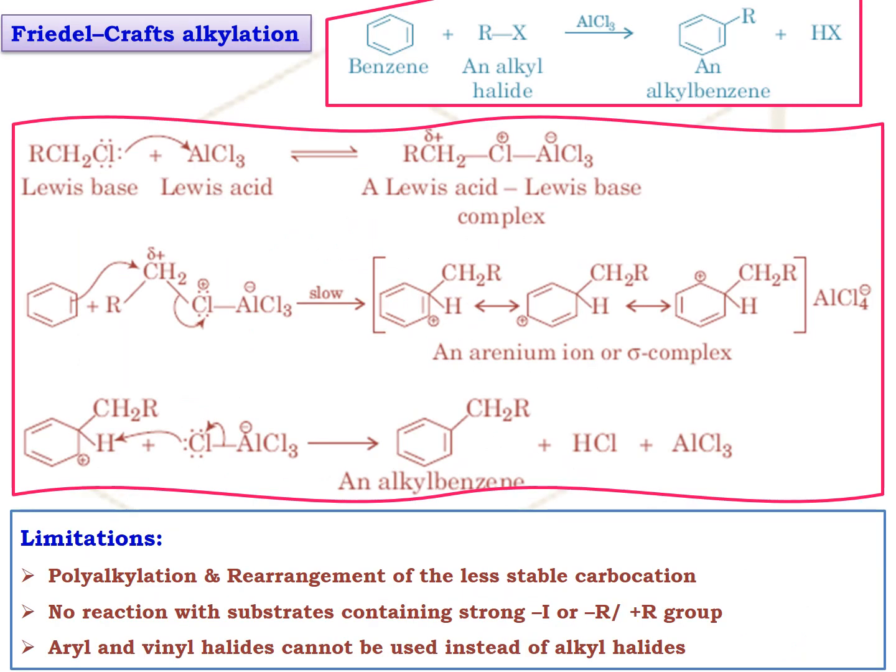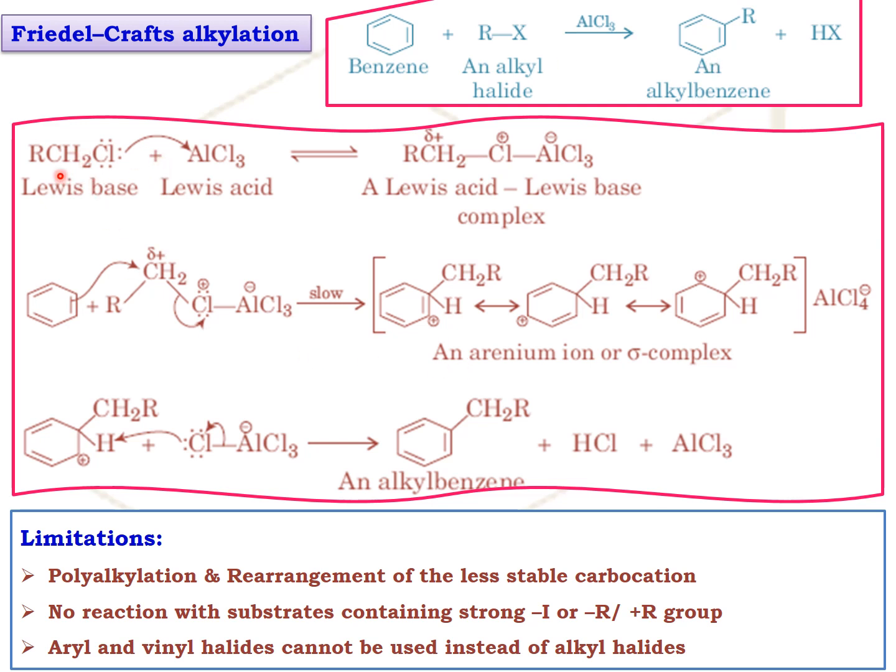Let us see the next example of aromatic electrophilic substitution reaction as Friedel-Crafts alkylation. That is a reaction of an aromatic compound with an alkyl halide in presence of a Lewis acid. It gives an alkyl substituted benzene. That is a production of alkyl benzene.